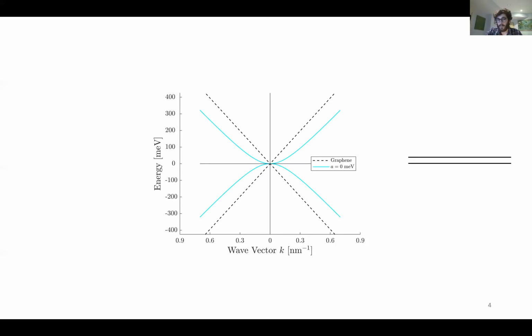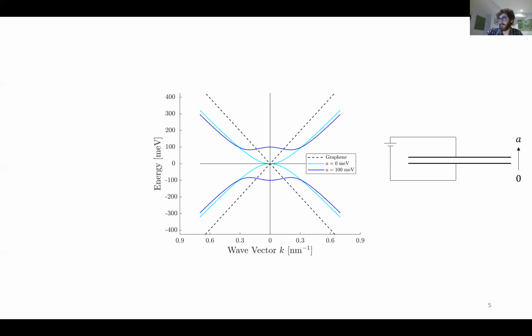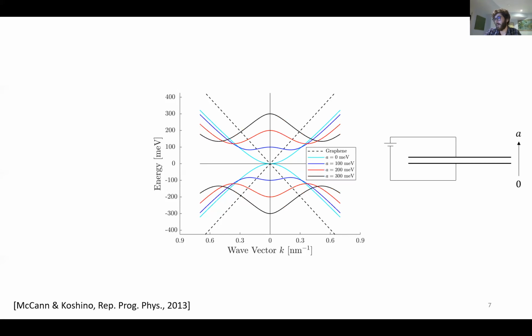We still have inversion symmetry, but we can break the inversion symmetry by putting a potential difference across the 2 layers. If we do that, we open up a band gap. Not only that, this band gap is then tunable by controlling the strength of that bias. So as I crank up the bias, the band structure evolves. This is all well-known stuff, and for example, I refer you to this paper here for a review of the electronic properties of graphene.